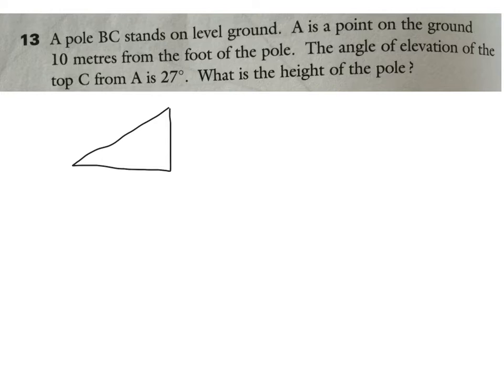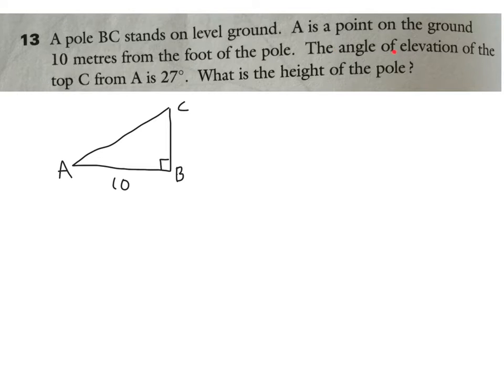Pardon the lack of straight lines. So what goes where? A pole BC, so if it's a pole, it's going to be the vertical. BC stands on level ground. A is a point on the ground 10 metres from the foot of the pole. So if that's your pole, the foot of the pole is the bottom of it. 10 metres away must be A. So we can put 10 and an A there.